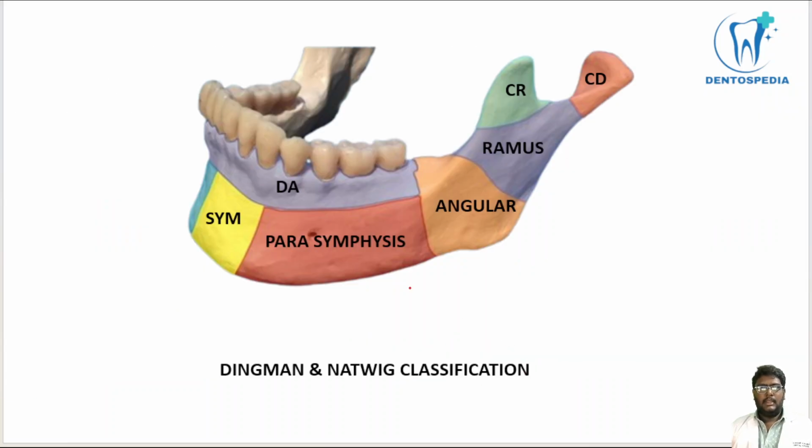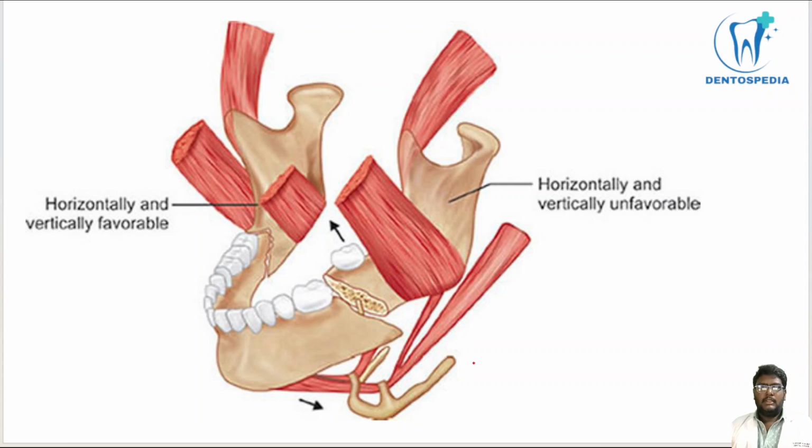And this is the Dingman and Neidhardt classification based on the location of the fractures. It is classified into dento-alveolar fractures, symphysis fractures, parasymphysis fractures, angular, ramus, coronoid fractures and condylar fractures. So this is the Dingman and Neidhardt classification. And here you can see this is a horizontally favorable and unfavorable fracture classification. Here, the ramus of the mandible has muscles attached, the muscles of mastication, right?